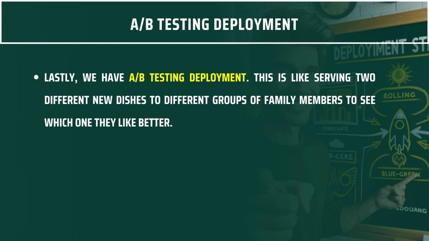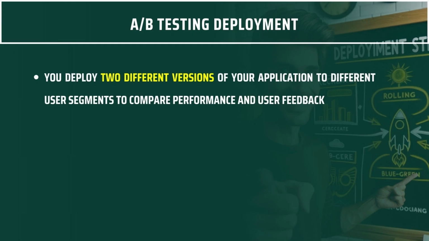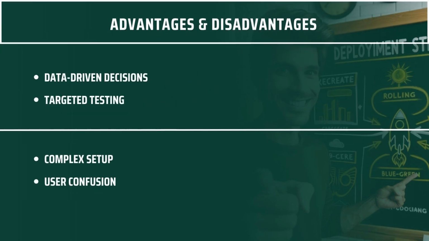And lastly, we have A/B testing deployment. This is similar to serving two different new dishes to different groups of family members to see which one they like better. In deployment strategies terminology, you deploy two different versions of your application to different user segments to compare performance and feedback. Here are the advantages and disadvantages of these deployment strategies.